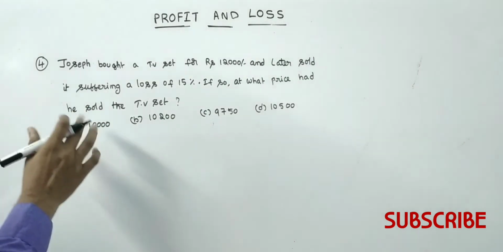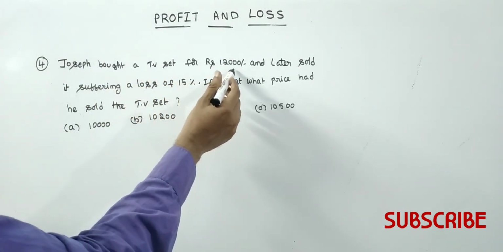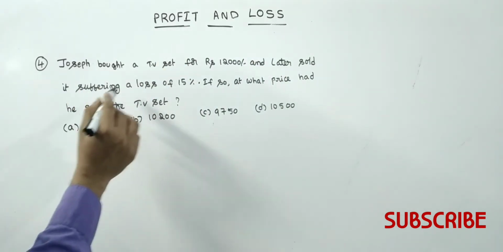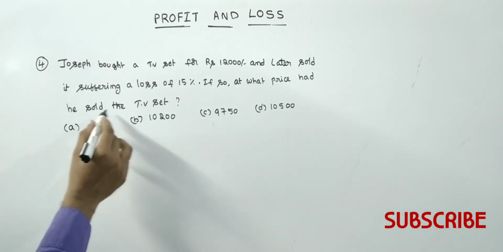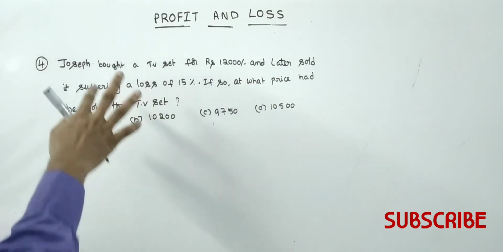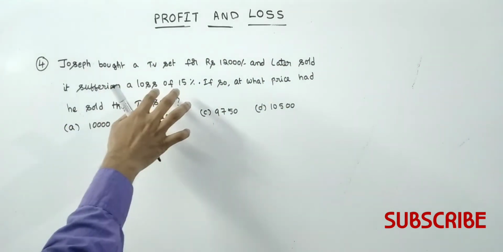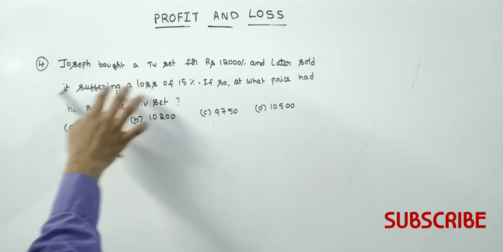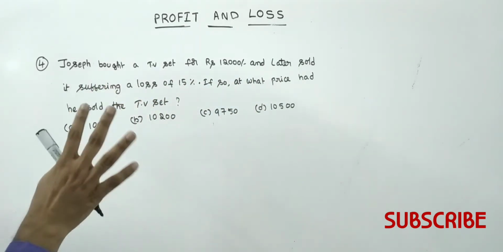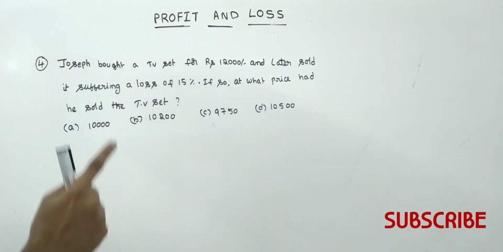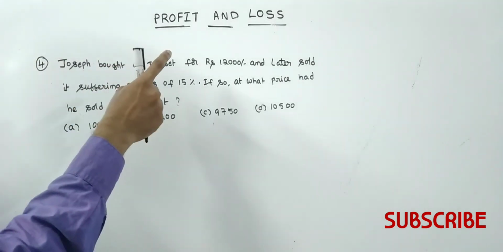See friends, next problem. Joseph bought a TV set for rupees 12,000 and later sold it suffering a loss of 15%. If so, at what price had he sold the TV set? See friends, what has he given? He has given the cost price of the TV set and the loss percentage after selling that TV. Then what is he asking? He is asking the selling price of that TV set. See friends, every time I am telling you, we should compare the profit percentage or loss percentage with the cost price only.